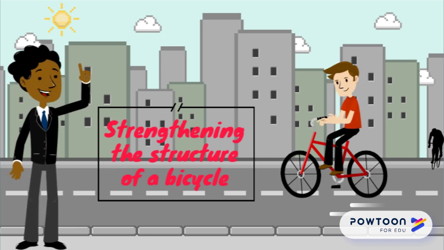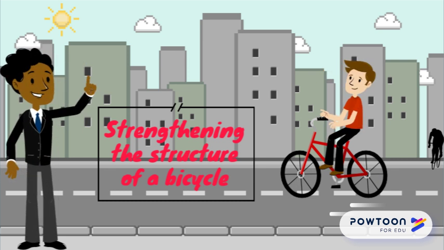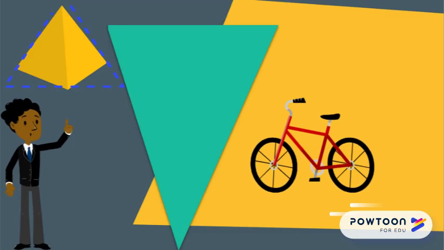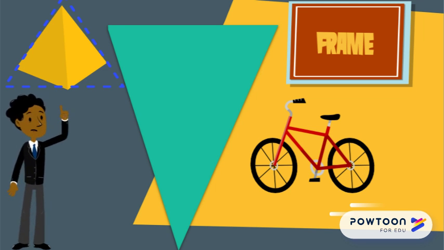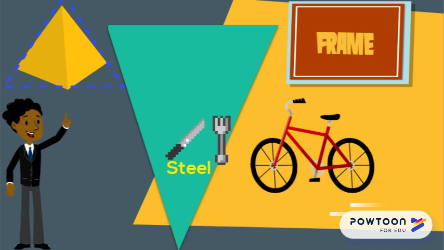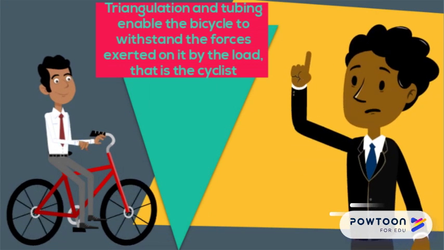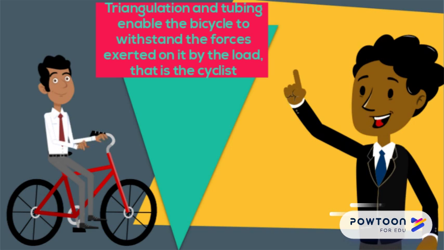Refer to the photograph of the bicycle on your screen in figure 19. A bicycle is a frame structure, and you can also see that the bicycle is strengthened by triangulation. Note the triangular members of the frame and the wheel spokes. Tubing: the frame is made of tubing of steel or aluminum. Triangulation and tubing enable the bicycle to withstand the forces exerted on it by the load, that is the cyclist.